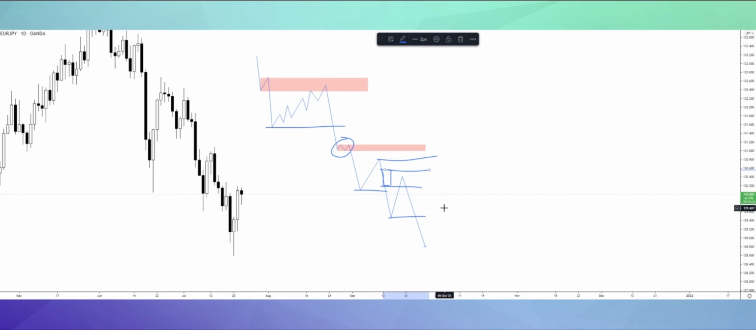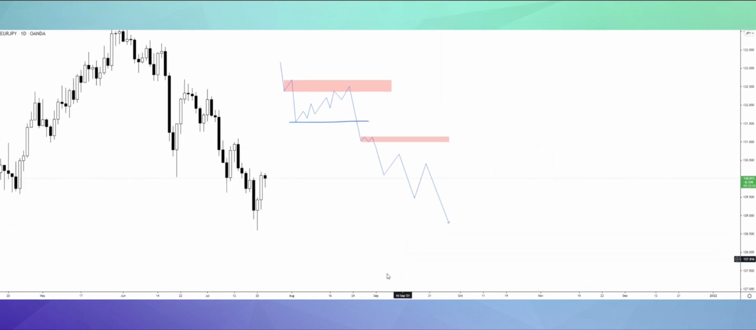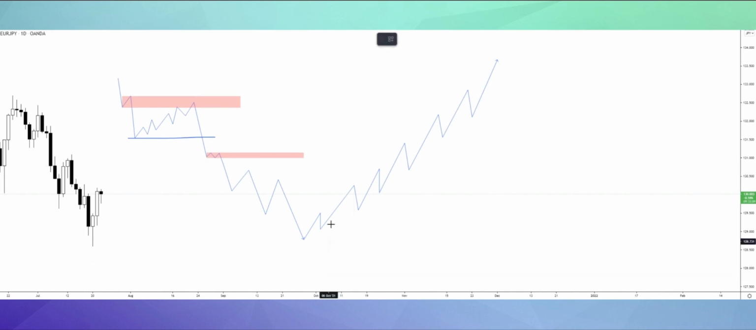Okay, so this is why it's important to understand the ranges that you're in. So if price continues to do this, I just completely messed it up. Price continues to do this. Okay, and what it's doing here is a range. Right, we've got a high, got a low, got a high, got a low, got a high, got a low. So every time it's entering a new range.